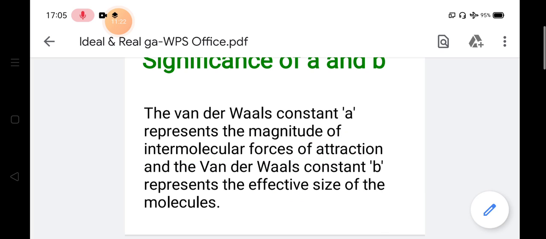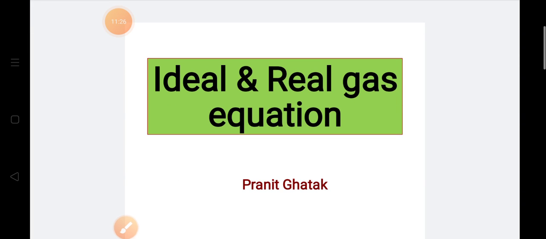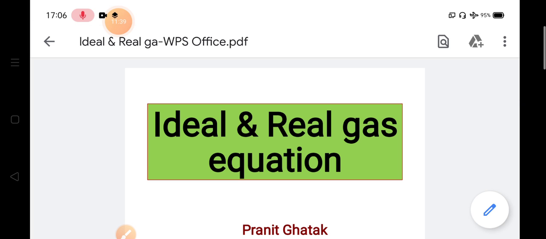So today we have discussed the ideal and real gas equation as well as the terms and the parameters that have been used, that is a and b. This was the last topic of this chapter, so we have finished this chapter by finishing this topic as well.